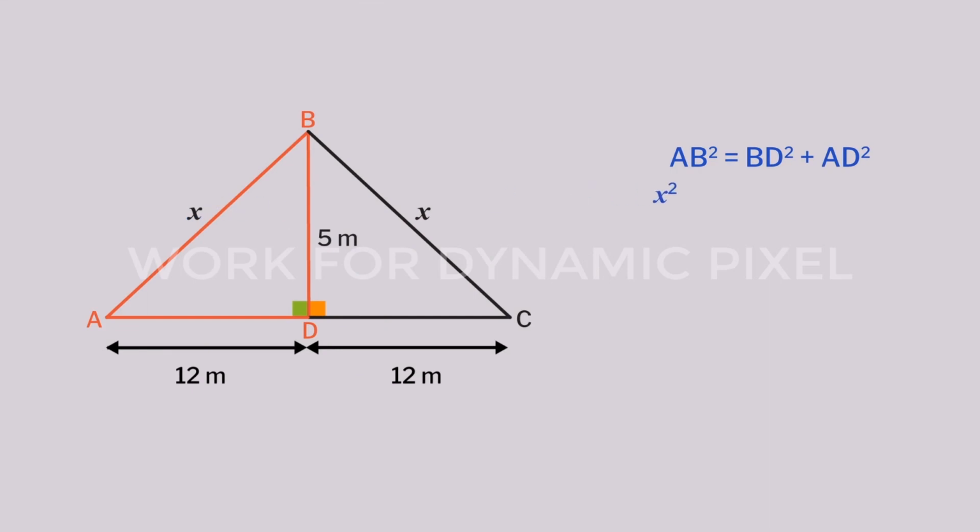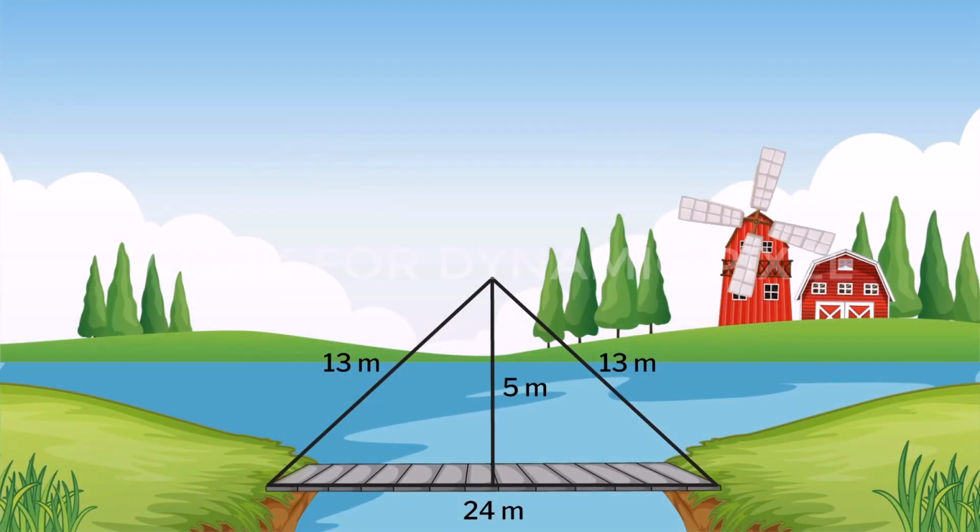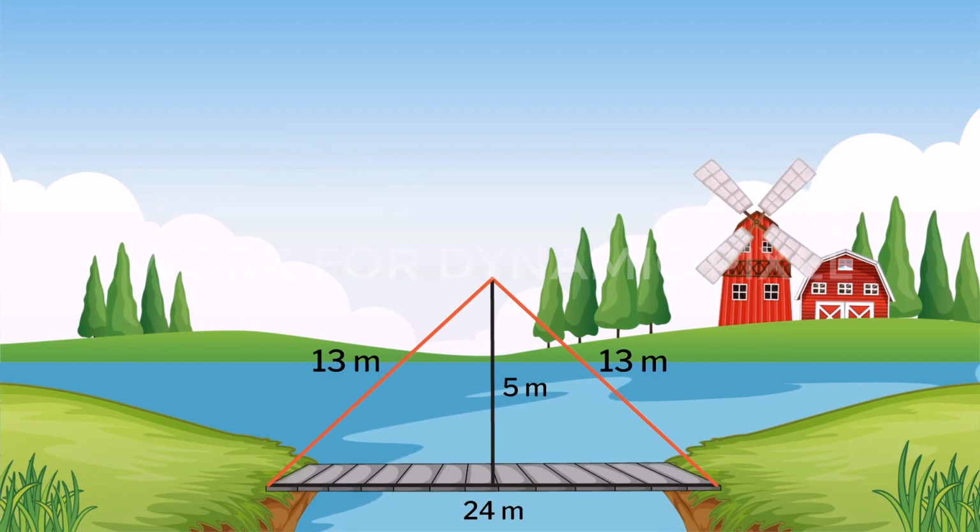Or we can write x square equals 5 square plus 12 square. Or x square equals 25 plus 144. Or x square equals 169. By using the prime factorization method, we can write 169 as 13 times 13 or 13 square. So, x equals 13. Hence, the length of the metal rods should be 13 meters.